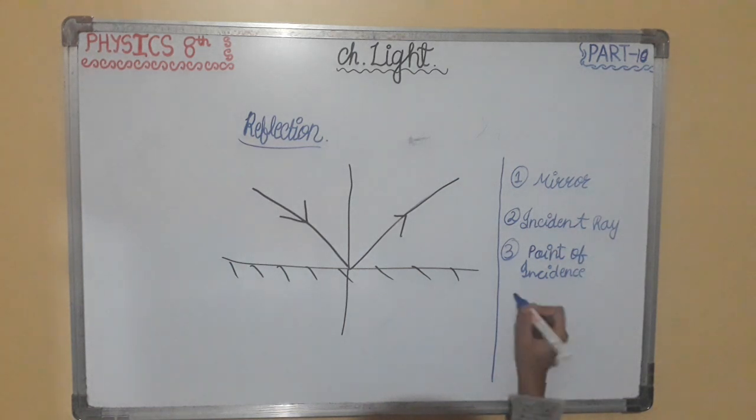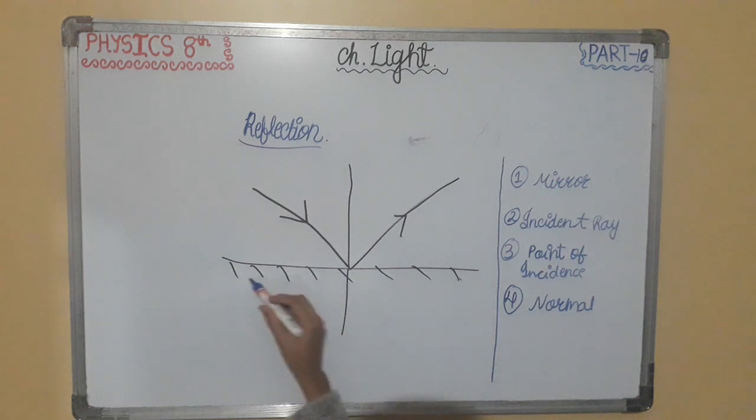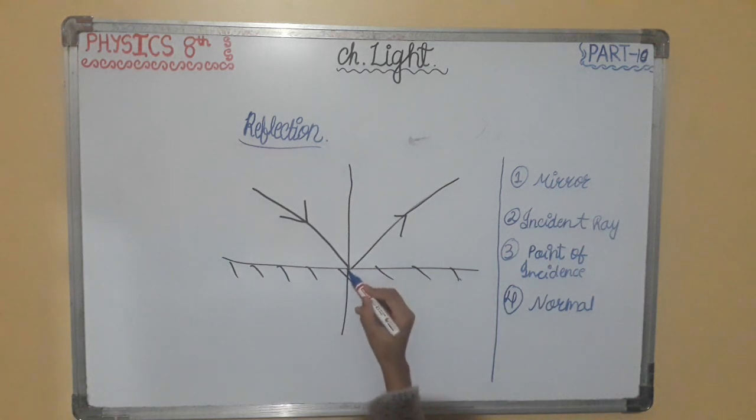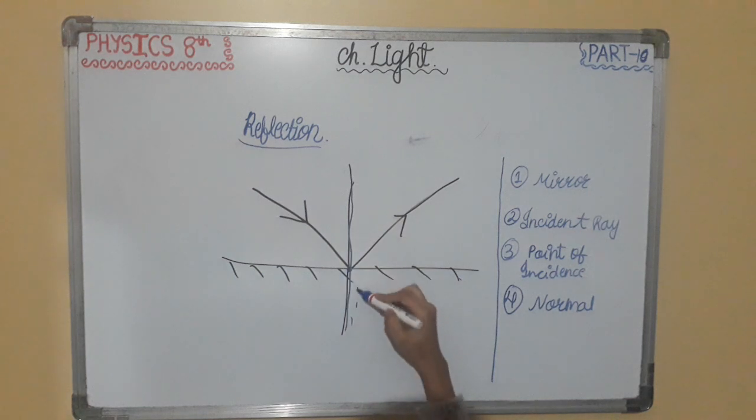Next term is normal. It's an important term. So, the perpendicular drawn to the surface at the point of incidence is called the normal. So this was the point of incidence over here, and this line is the normal of the figure.